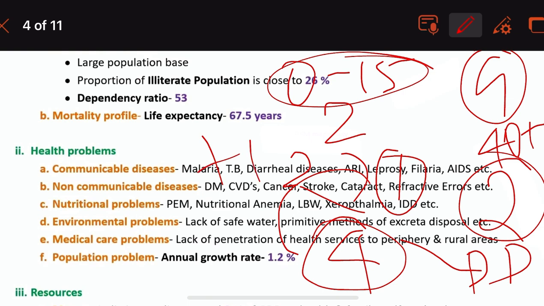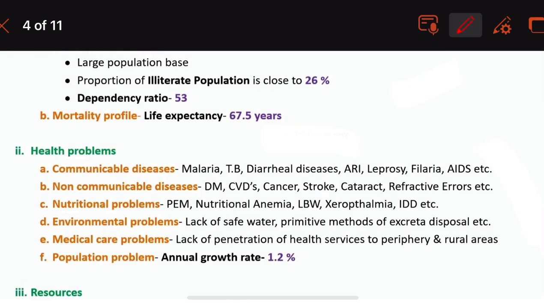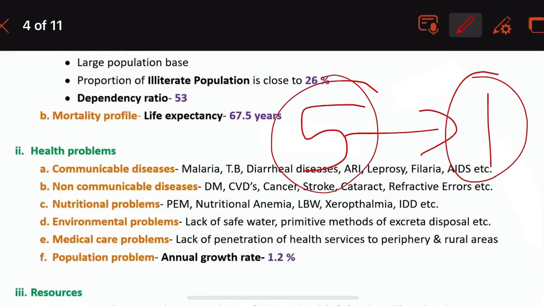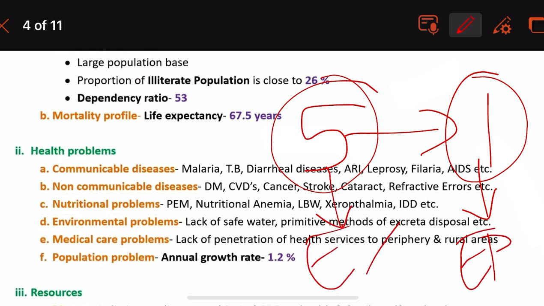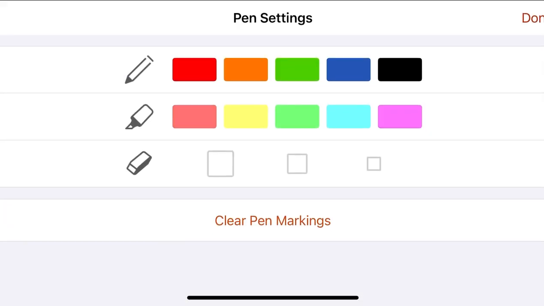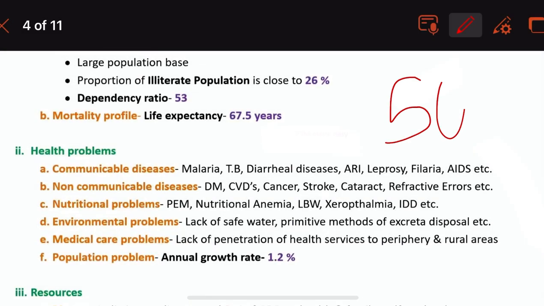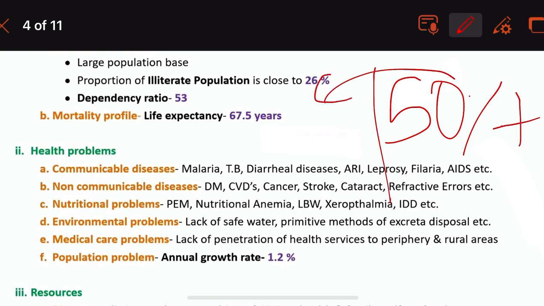Plus, if the wife is not working, then five people are dependent on just one earning man. He is economically productive; the rest of them are not productive. So the dependency ratio in India is 53. Almost more than 50% of the population is dependent. So the dependency ratio is also very high.